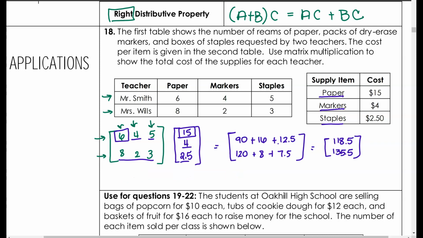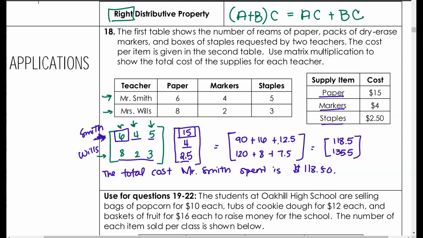So let me remove this. So notice that this top row was Smith. The bottom was Will's. So this tells me that the total cost Mr. Smith spent is $118.50.